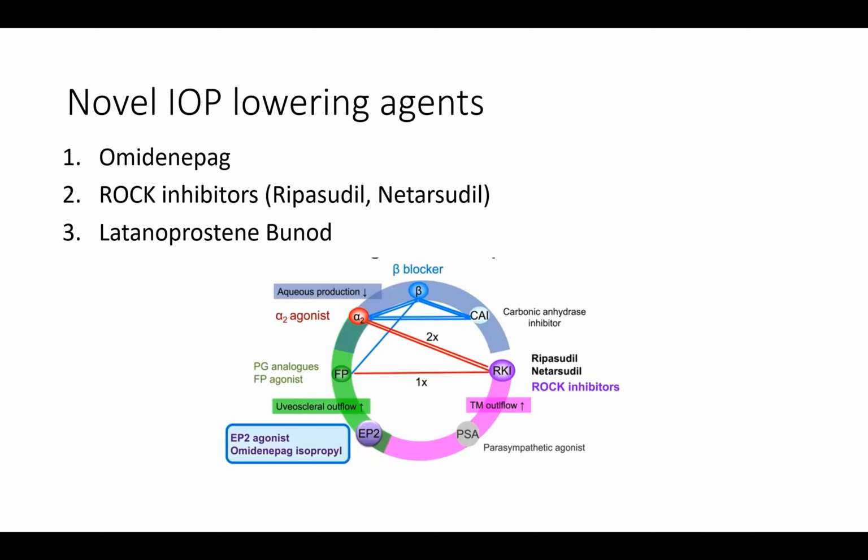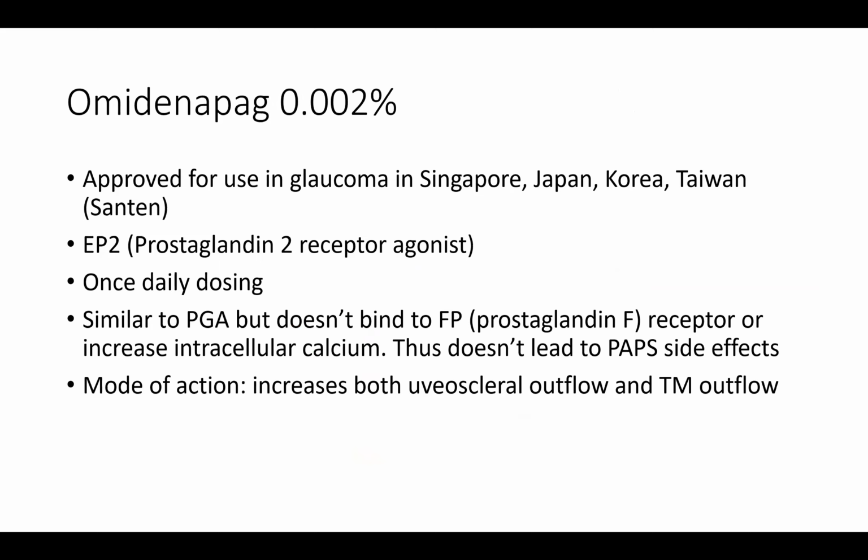In terms of what is currently available, there are three agents. One is omidenepag, the second is Rho kinase inhibitors, which Diana spoke about earlier, and the third is latanoprostene bunod. Now, we'll start by looking at omidenepag. It's an agent that is approved for use in some countries, not yet available in Australia, and I don't think it's available in Indonesia either.